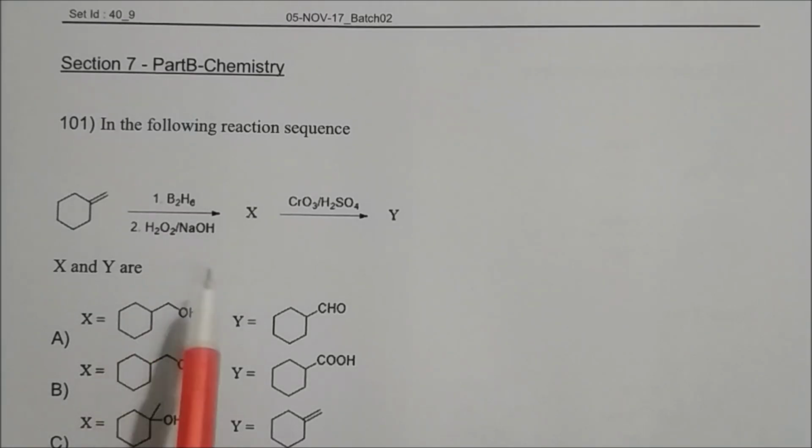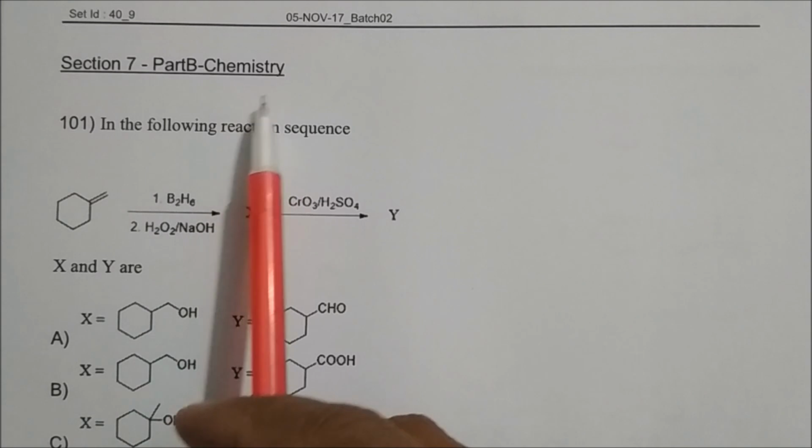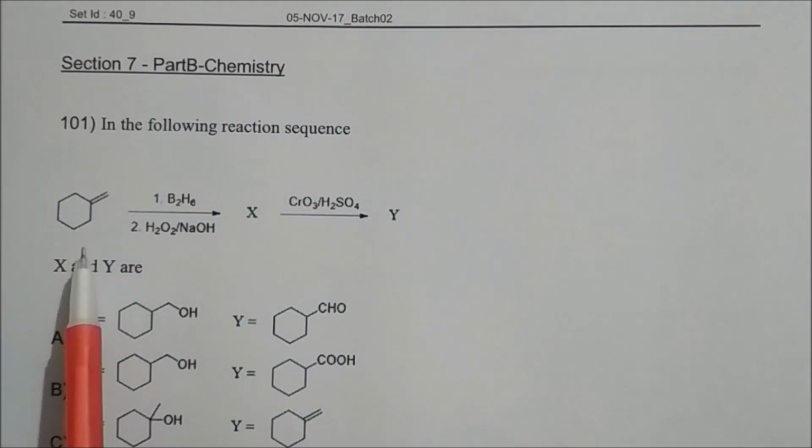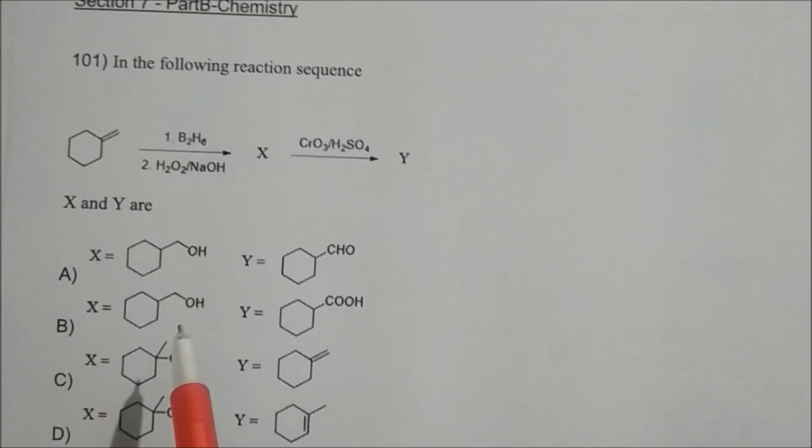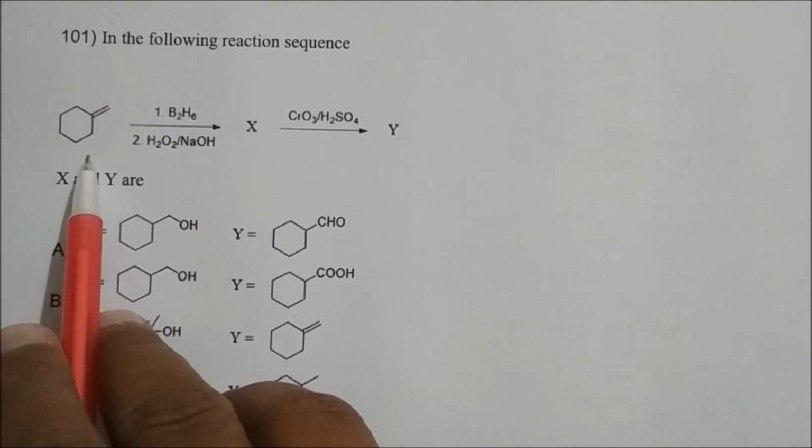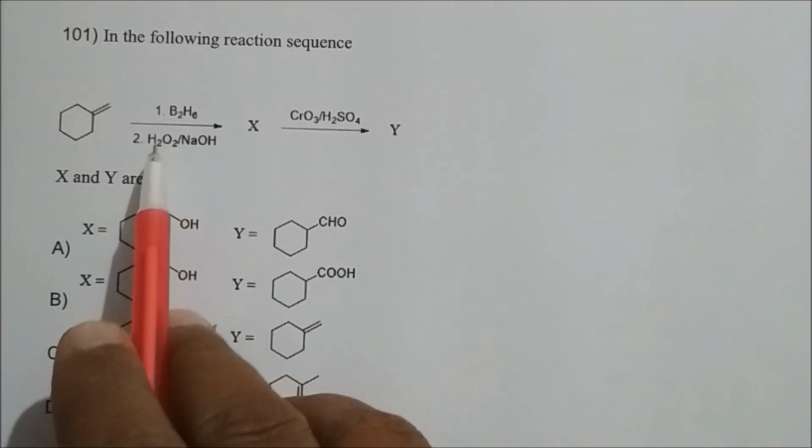This is the second part of the chemistry. So let us solve these questions. In the following questions, this is the compound B2H6, then hydrogen.